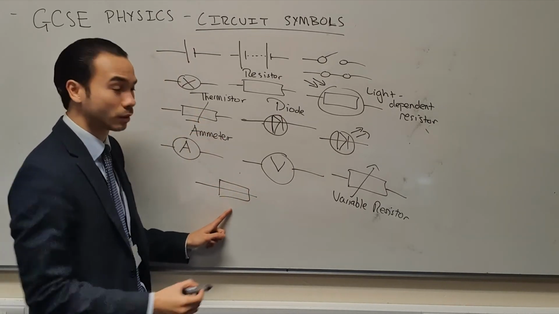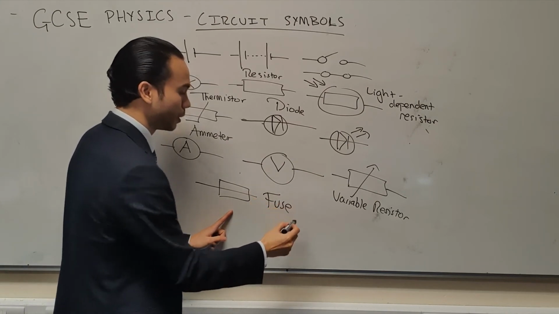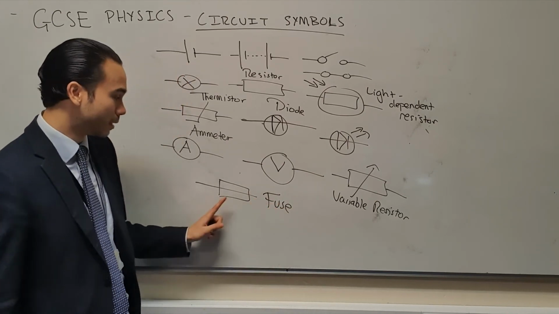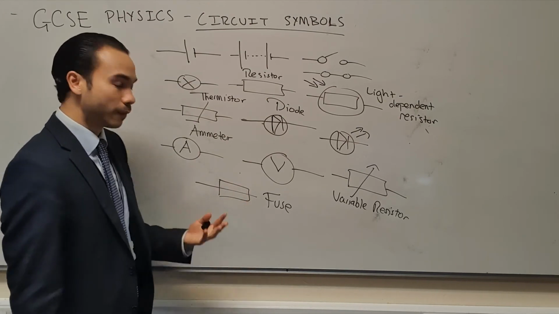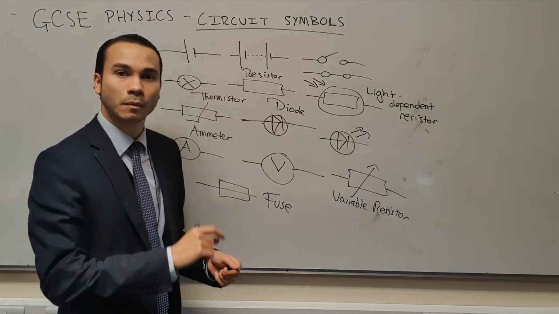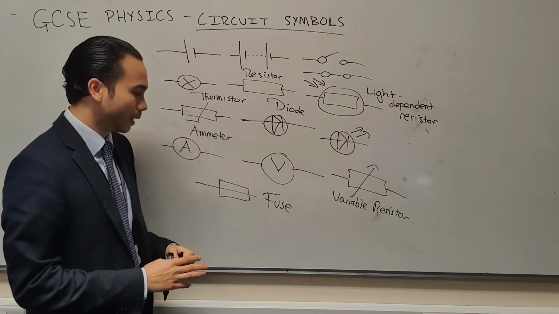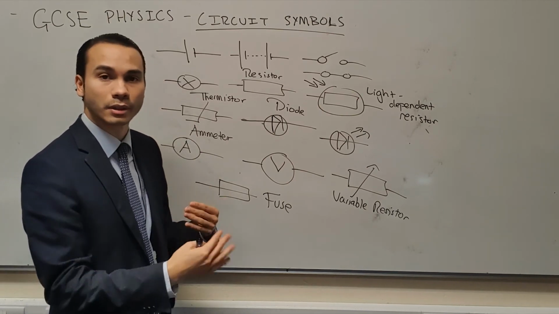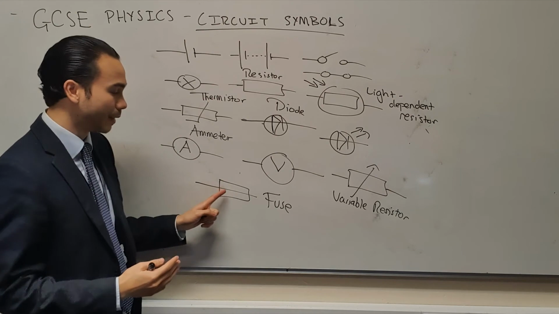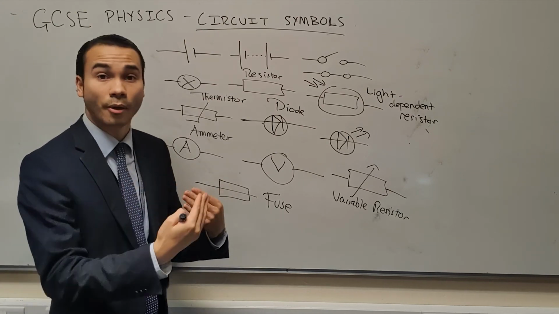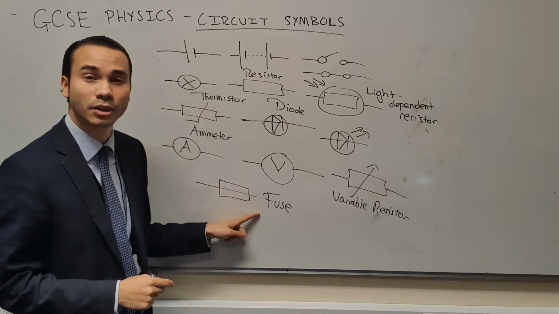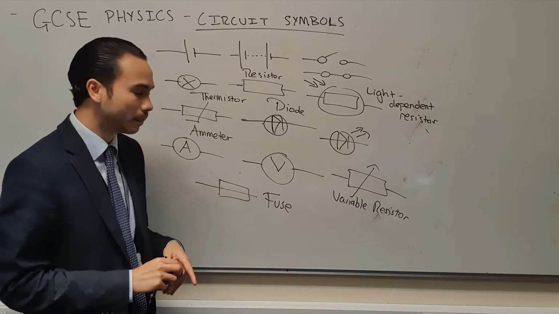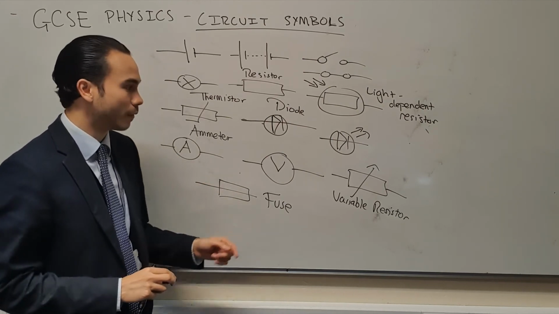This is a fuse. Another really important circuit symbol, a fuse. It's similar to a resistor, but it's just got a line through it. What does a fuse do? Well, it's a really thin bit of wire that if a lot of current passes through it, it actually melts, and once it does, no current can pass through to the rest of the circuit. So it's actually a safety feature in our plugs. But I'll do another video on the fuse.